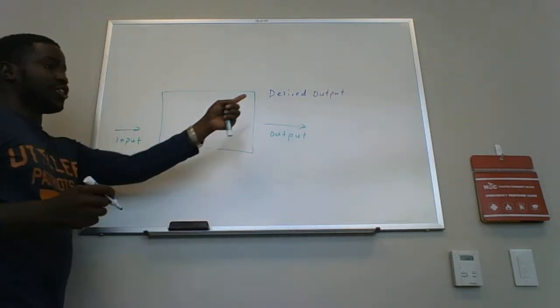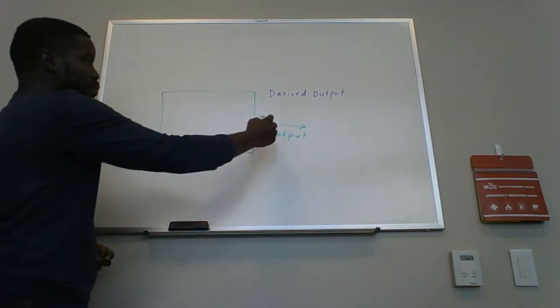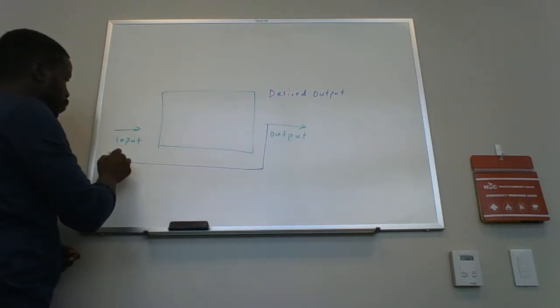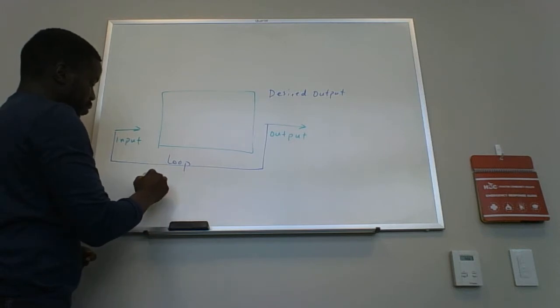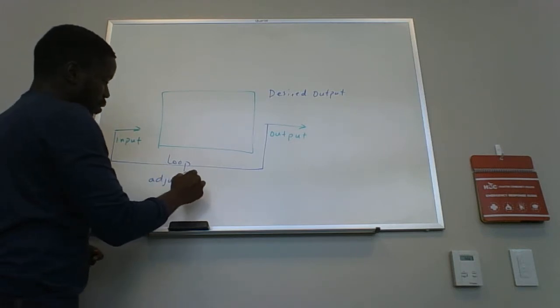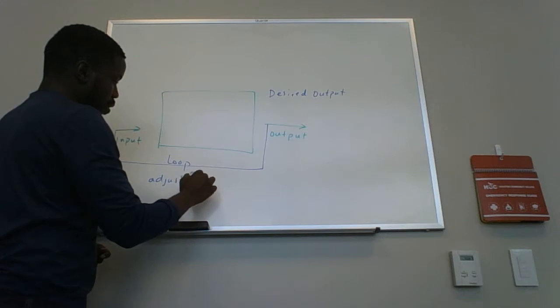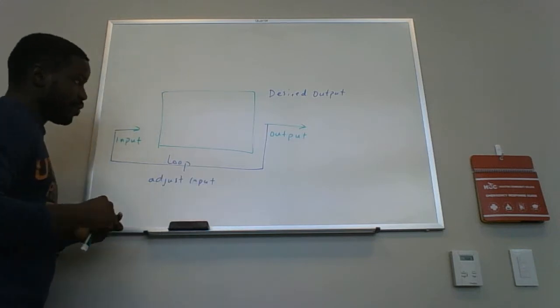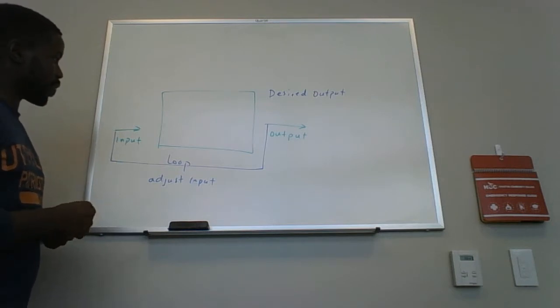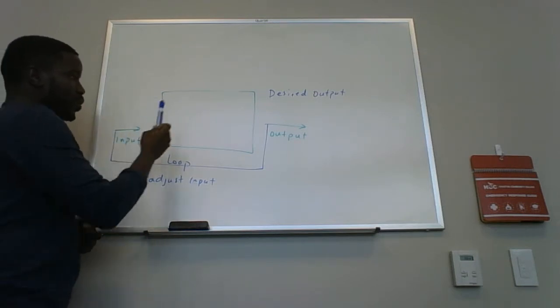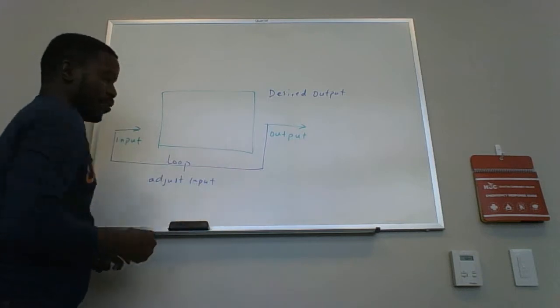So when we do not achieve our desired output, we create a loop that goes back, and this loop is meant to adjust the input. So in a very simple way, this is the concept of system dynamics. We're trying to figure out what we need to do to get our desired output.